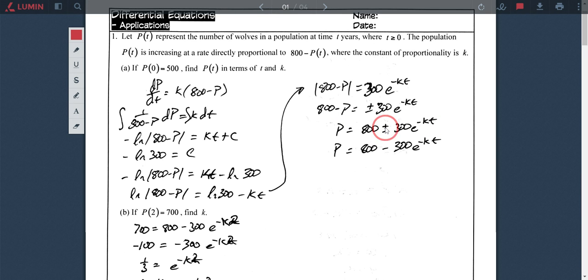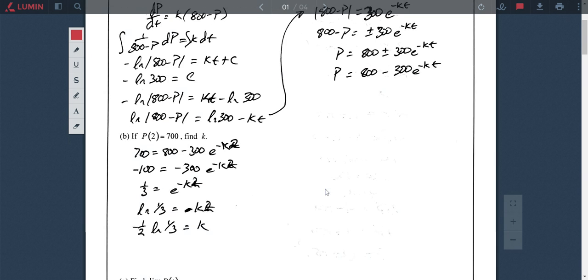Then I have to decide whether or not I want the positive or the negative. When I plug in 0, I have to get 500. If I'm sitting at 800, that means I have to subtract something else to end up with 500. So there is part A.